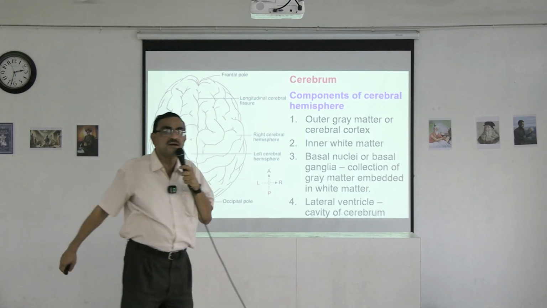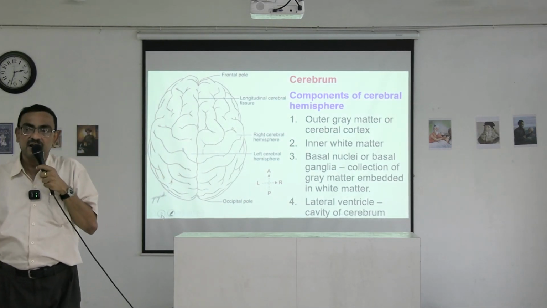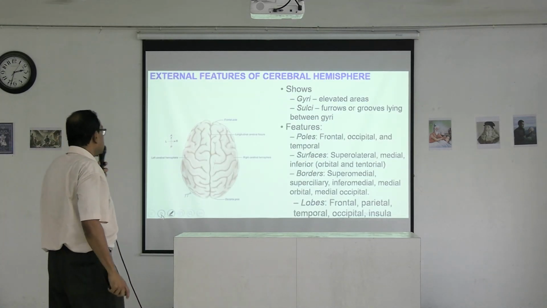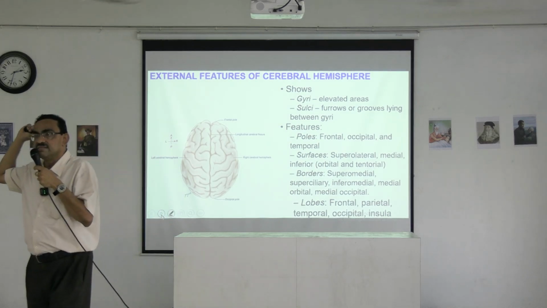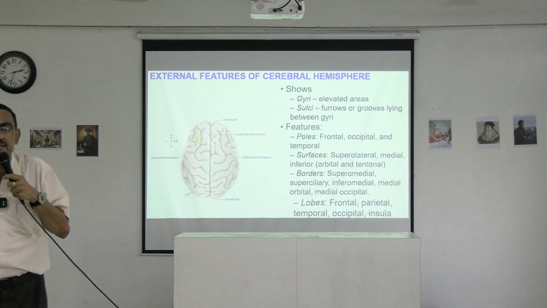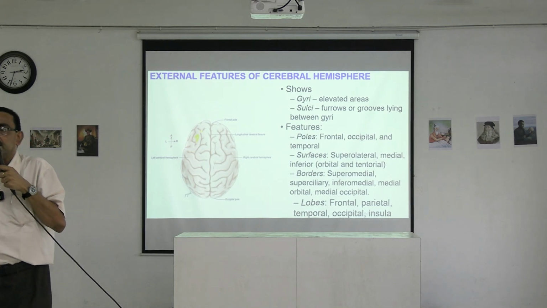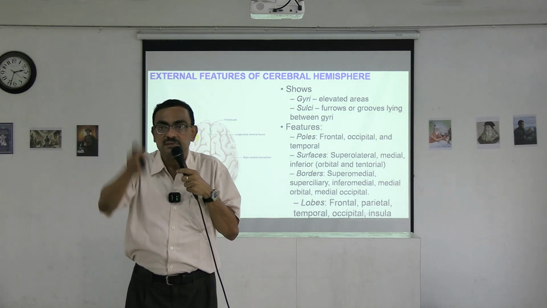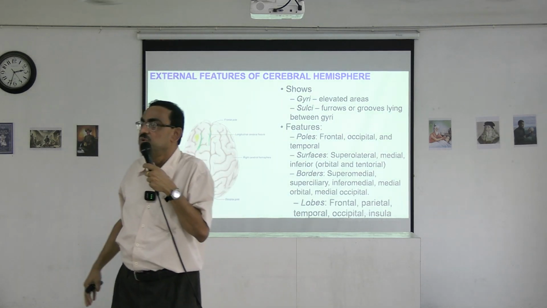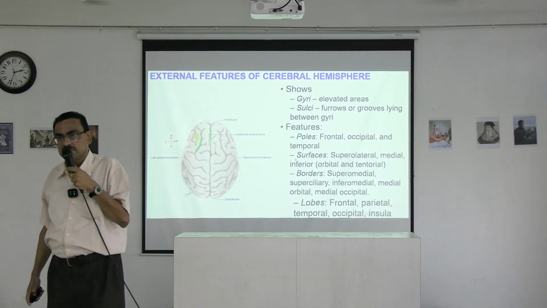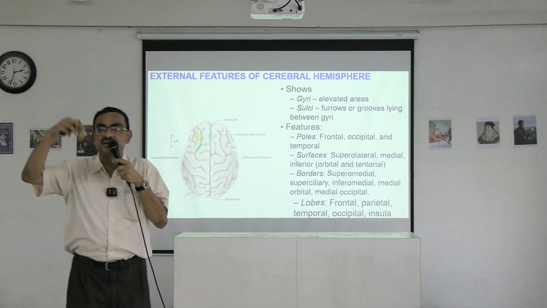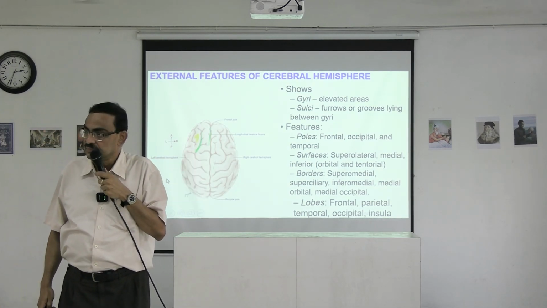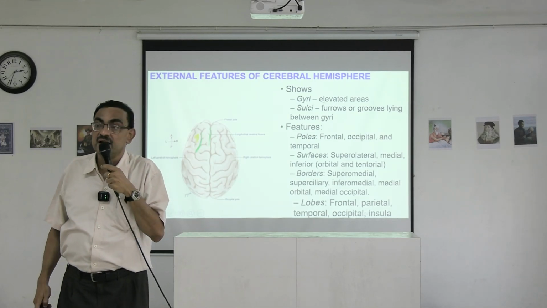Now we are concerned with the telencephalon or the cerebrum. Now the cerebrum has got some elevations, and in between you can get some depressions. The elevated parts are called the gyri, and the depressions are called the sulci. Why has nature created such gyri and sulci? To increase the surface area of the brain.